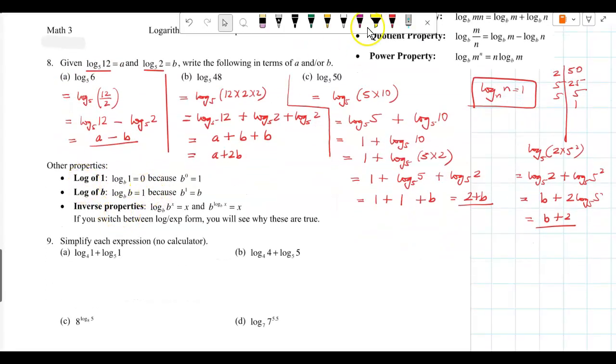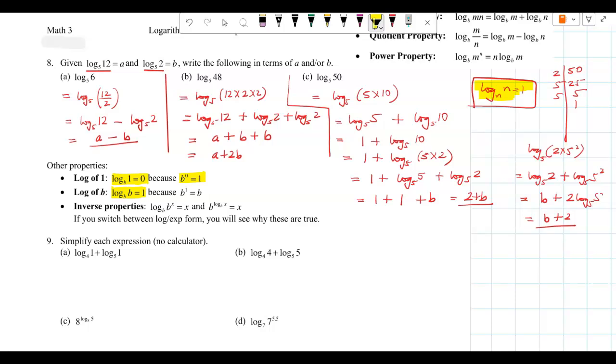Acha, now this is very important. Log 1 to any base is 0. Because if you convert this into index form, anything raised to 0 is 1, so 1 raised to 0. Log of b to the base b is 1. That's the rule that I told you.